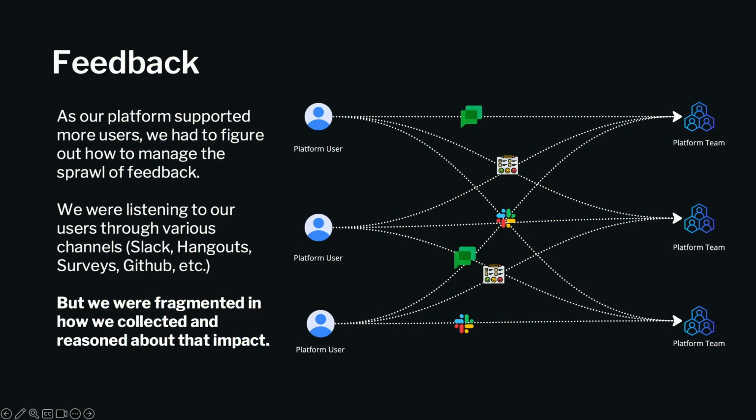So as we were moving through the MVP, getting to GA, and supporting more users, we had to figure out how to manage our spread of feedback. We were listening to our users through various channels, whether that's Slack or meeting with folks on Hangouts or surveys or GitHub issues. And often the best source of information, honestly, was Slack feedback, but it's very raw and unfiltered, and we had to parse it. Oftentimes it was a question asked, and then there'd be a thread with 40 responses that we were trying to read through. So we were taking all of this information in and trying to figure out how to manage it so that it didn't become overwhelming.